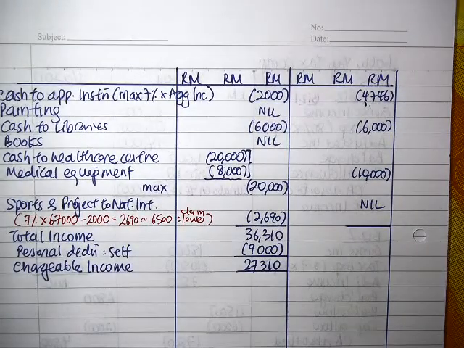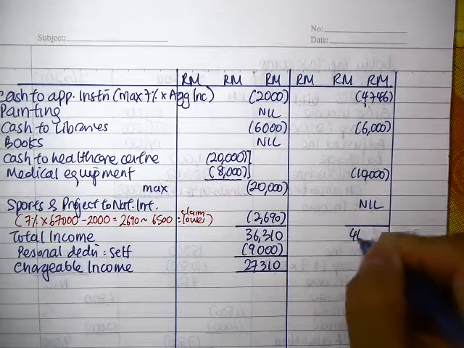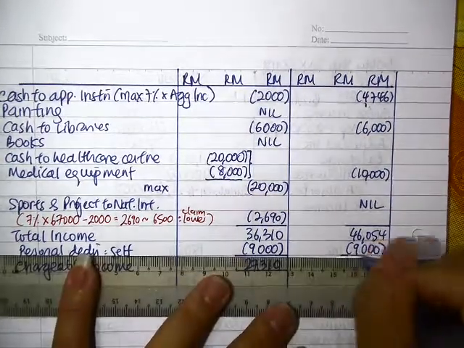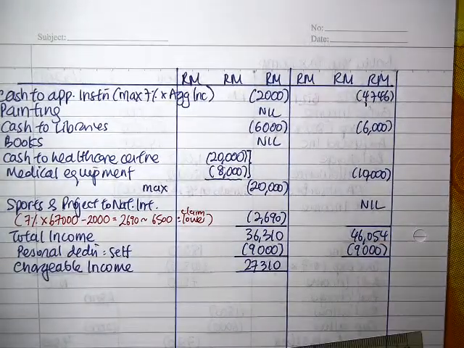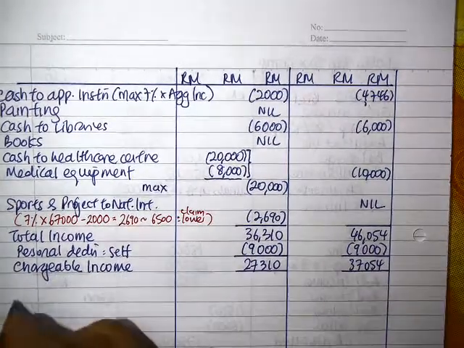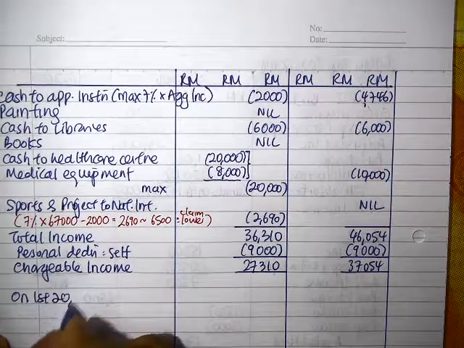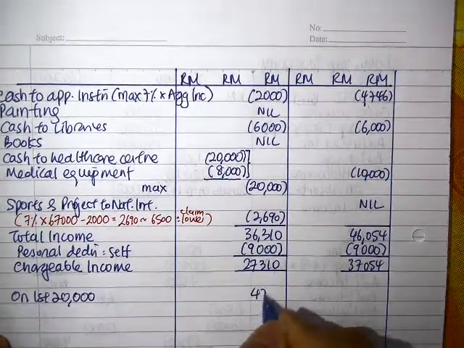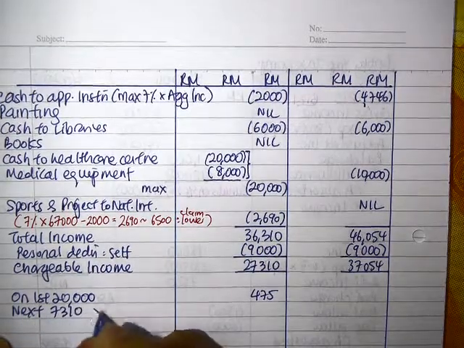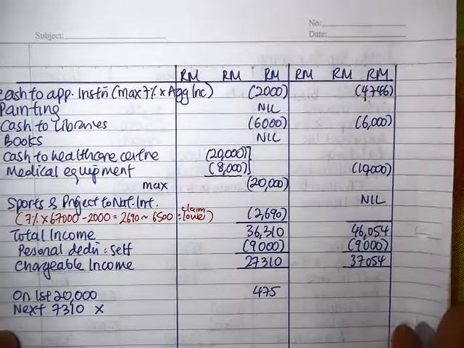Alright, so my total income would be 46,054, minusing 9 is 37,054. Right, tax on the first 20,000 is 475, and then the 7,310. What's your tax rate?